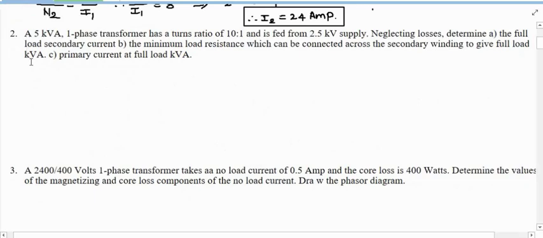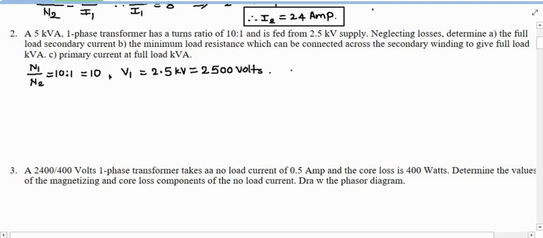I will write down the given data. What is the given data? Turns ratio is given to you. N1 upon N2 equals 10:1, which equals 10. Right? Then V1 is given to you. V1 is equal to 2.5 kilovolt, which is nothing but 2500 volts.